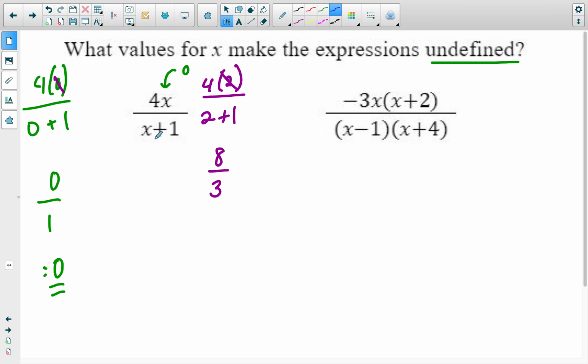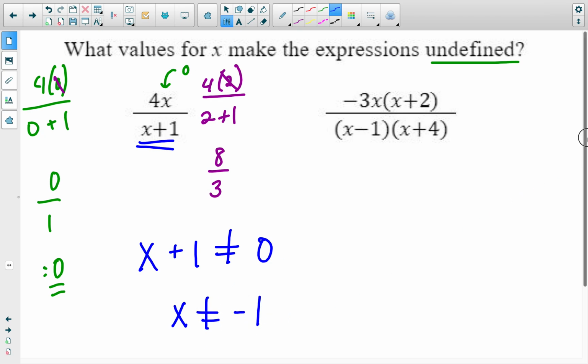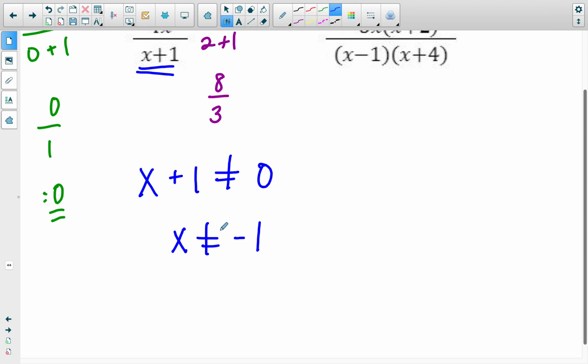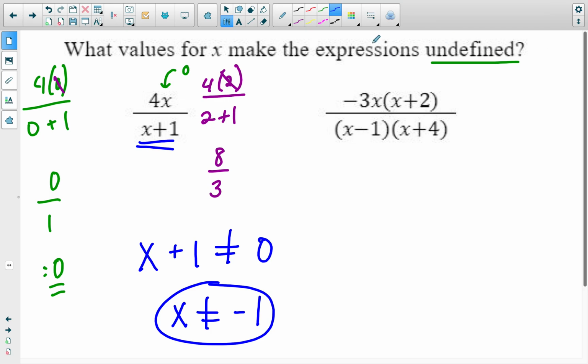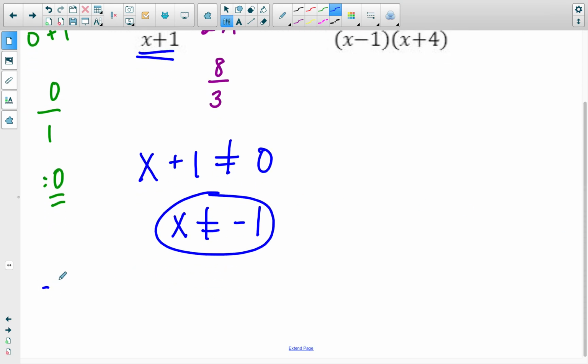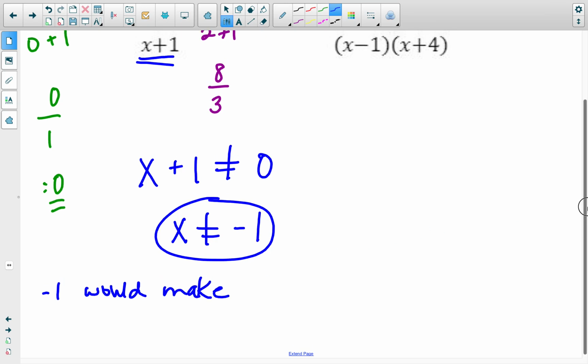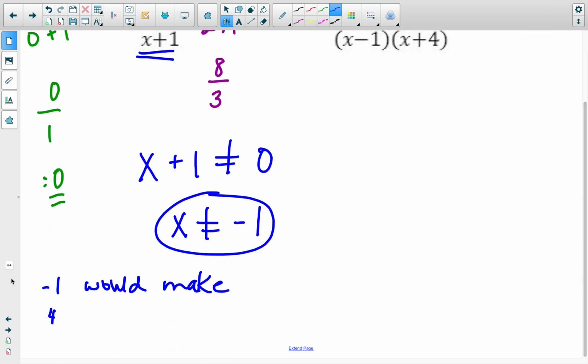All right. The key here is this denominator. That denominator cannot be equal to 0. So I can get right there by saying, hey, denominator, you can't equal 0, and then figure out what value would make it be 0. It would be when x is -1. So -1 is the value that would make the expression undefined. To be more specific, x equals -1 would make 4x over x plus 1 undefined.